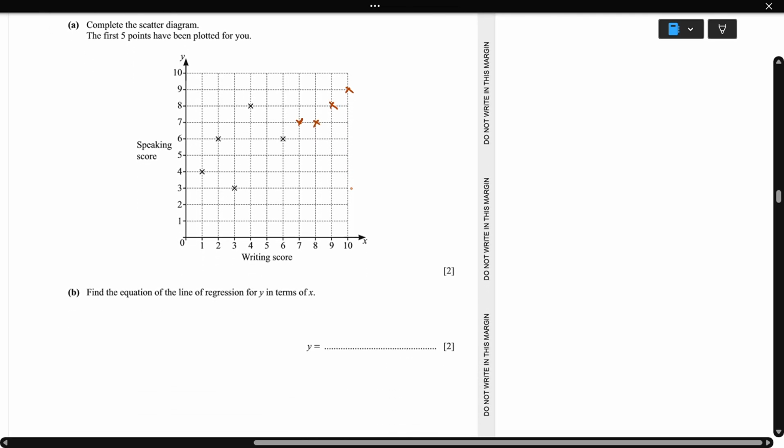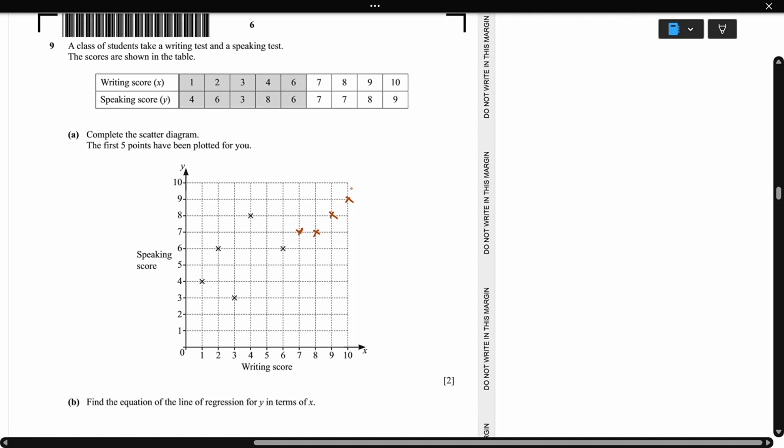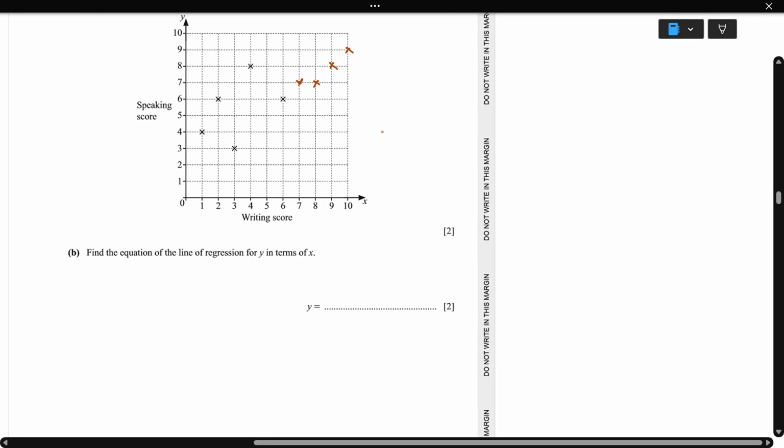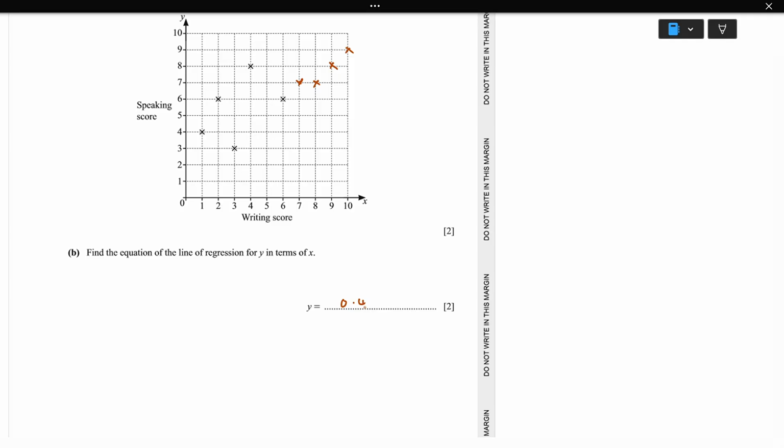Okay, the next, find the equation of the line of regression for y in terms of x. For this one, on the graphic calculator just enter all these points. Okay, so you will get the equation. The equation is y equal to 0.461x plus 3.867. You will get this equation.